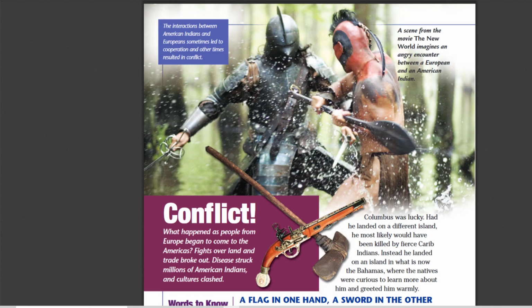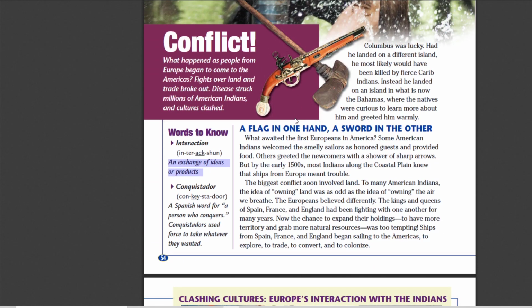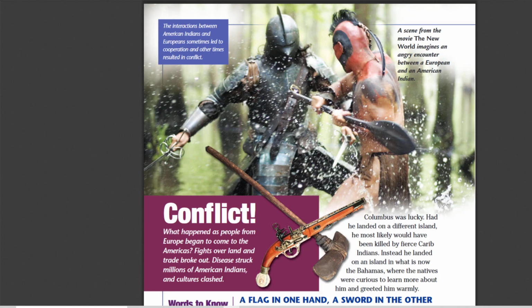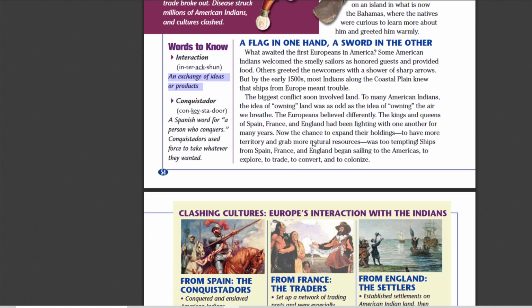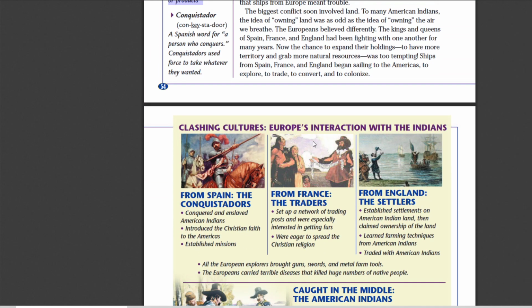With each country, they had their own style and what they did with the Indians. So the Indians would have very different relations with each of the countries. So let's take a closer look at what was going on here. And we have the conquistadors. We'll start right there. Another one of our vocabulary words is a Spanish word for a person who conquers. Conquistadors, conquer.